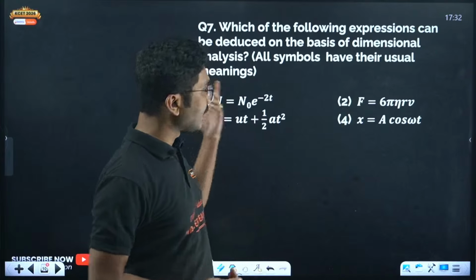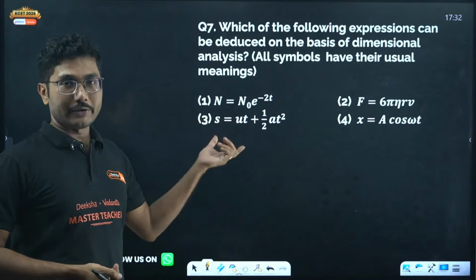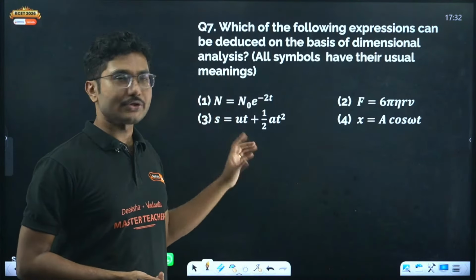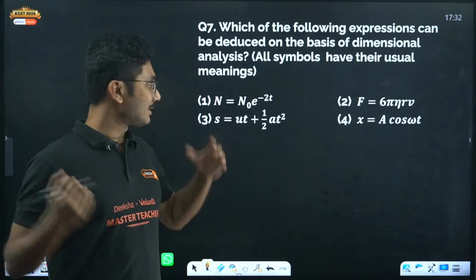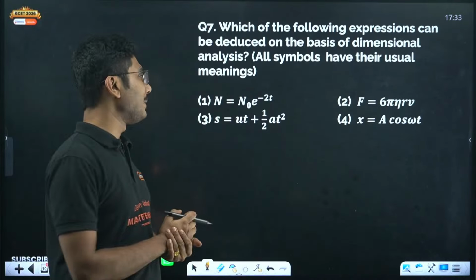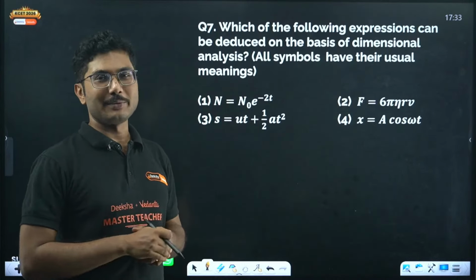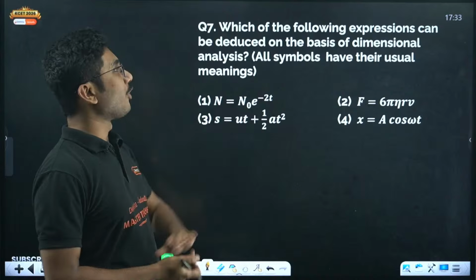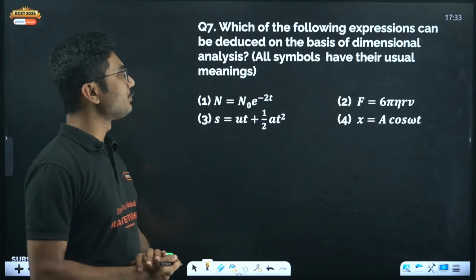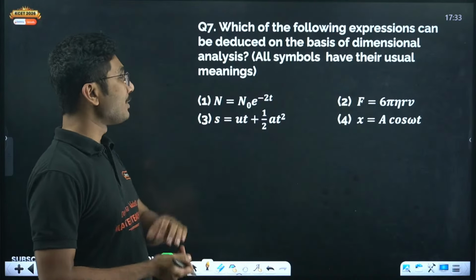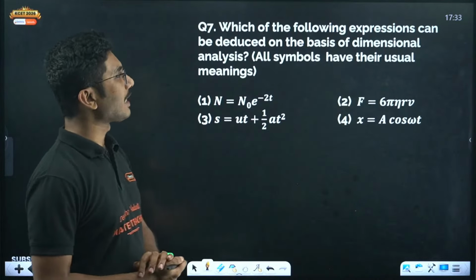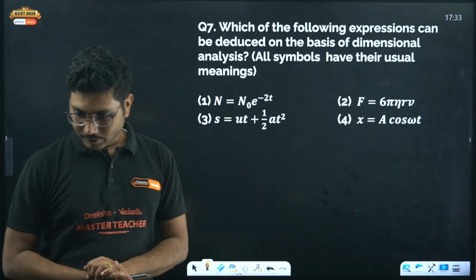Now this question particularly in 2025 was a bonus question. Now find the answer. Obviously you might be able to answer this question, but why it was given as a bonus question, who will be able to answer this? Which of the following expressions can be deduced on the basis of dimensional analysis? All symbols have their usual meaning. Okay.